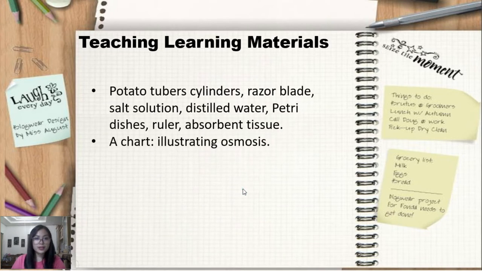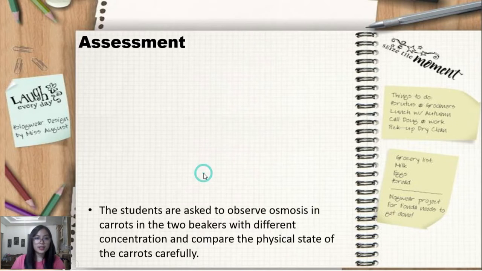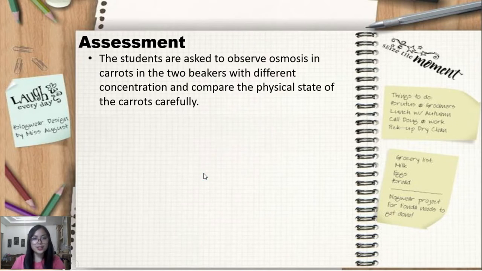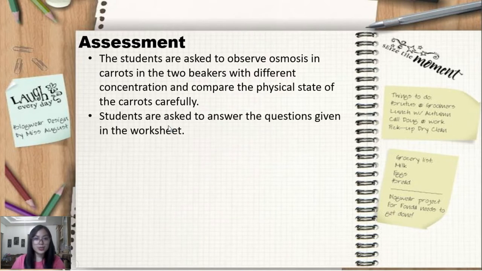Then these are the different learning materials used by the teacher to carry out the instruction. Then the type of assessment used is the students are asked to observe osmosis in carrots in the two beakers with different concentration and compare the physical state of the carrots carefully. Then they are also asked to answer the questions given in the worksheet.